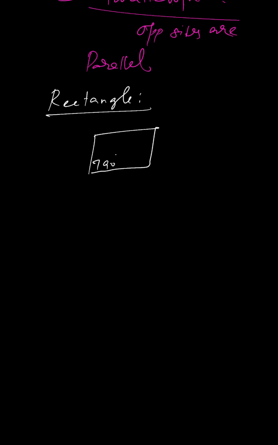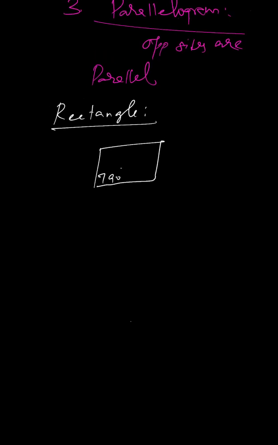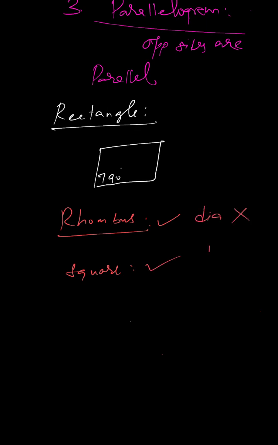Next, we are going to see the rhombus. So what is a rhombus? Rhombus and square are compared together. All four sides are equal in a rhombus and all four sides are equal in a square. In a rhombus the diagonals are not equal, whereas in a square the diagonals are also equal. That is the difference between the rhombus and the square. In a square each angle is 90 degrees.